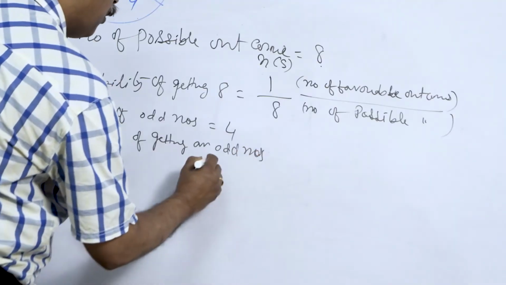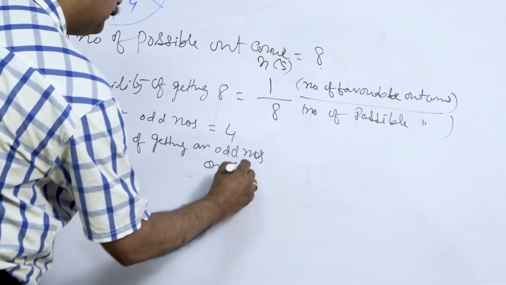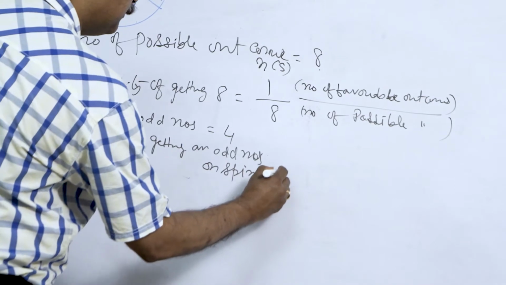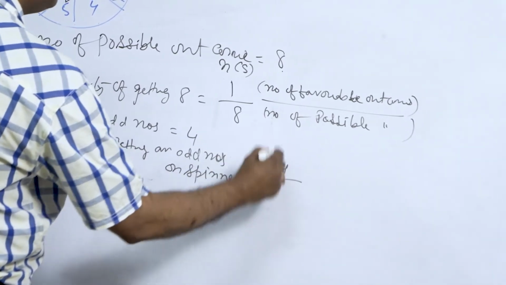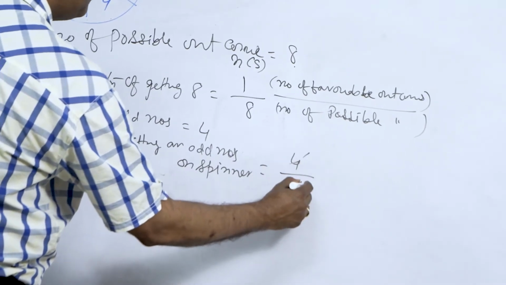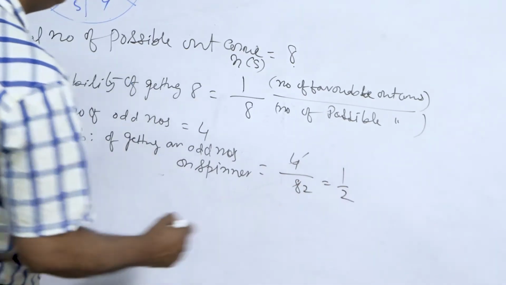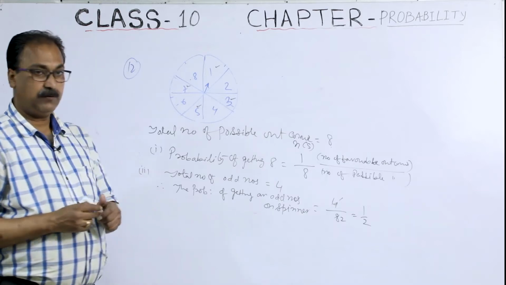Numbers on spinner equal to how much? Favorable outcomes is 4, total outcomes is 8. So, cancel it, you will get 1 by 2. So, this is the way you can get the answers.